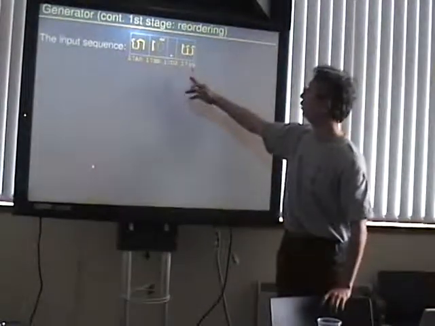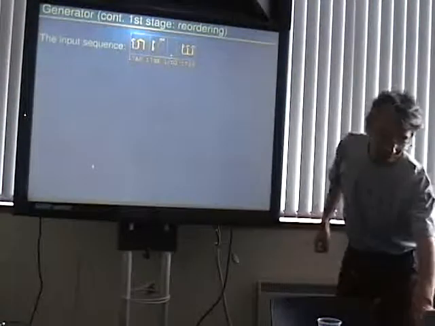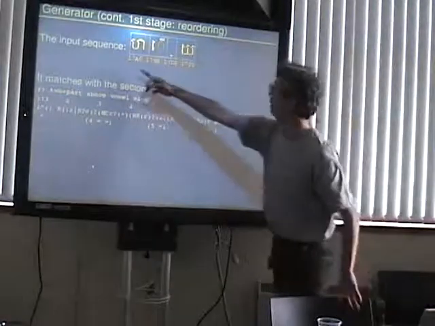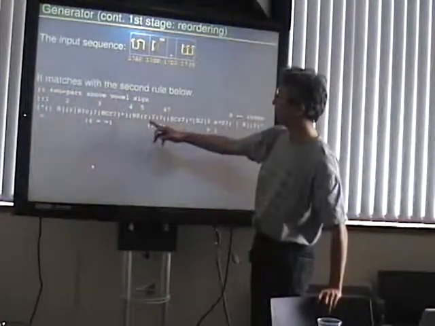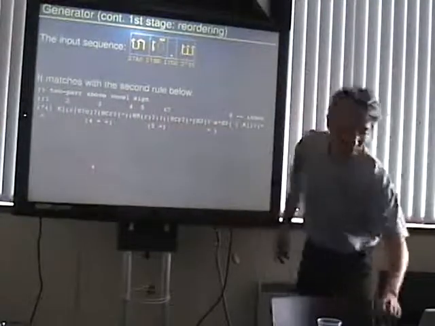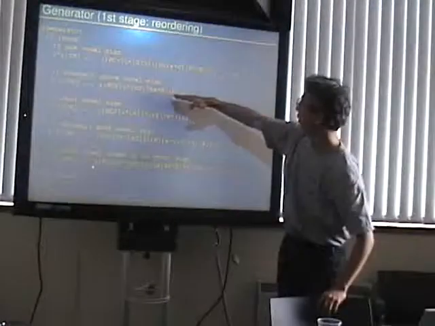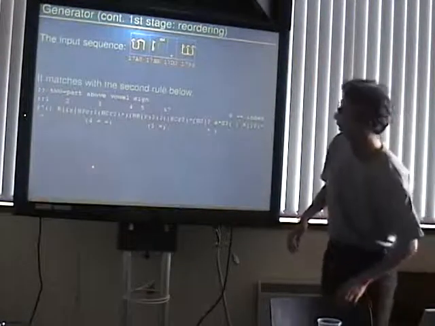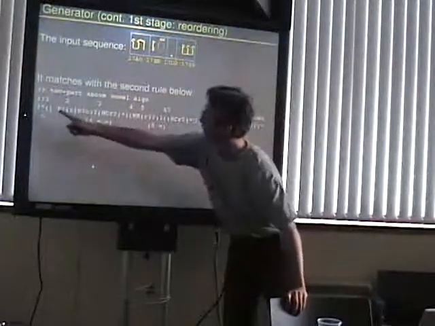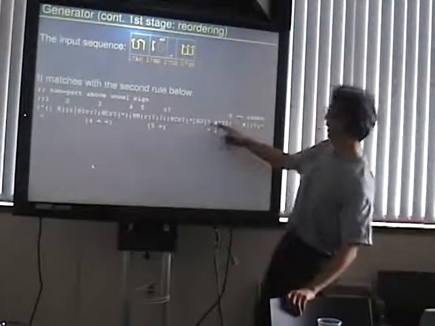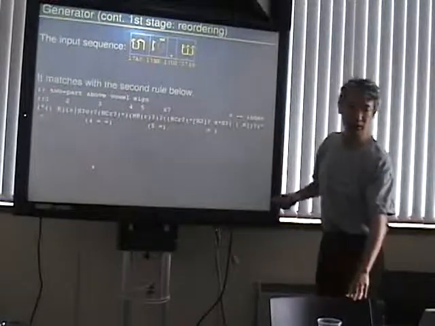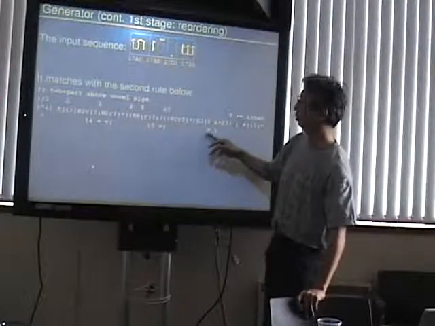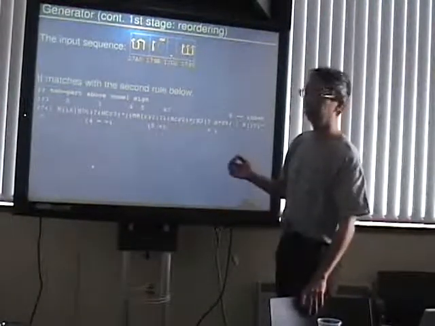Now, our input sequence is this one, the previously shown one. And this CAHC pattern matches with the second group, this one, second group. And C matches here, and AHC matches in these places. This is the command for doing the reordering.